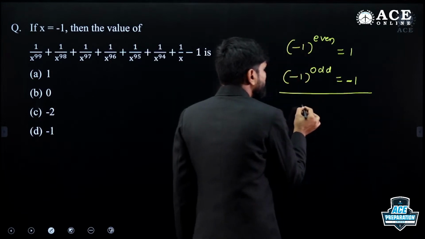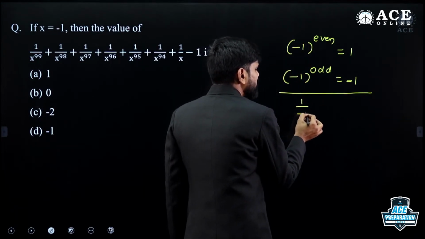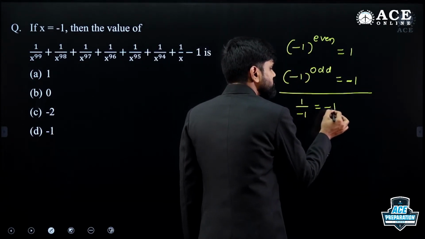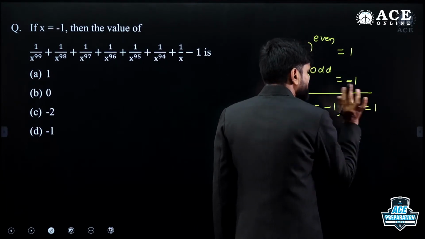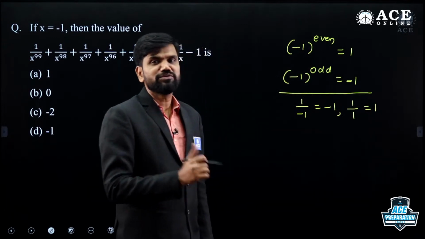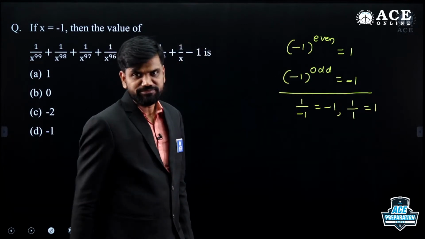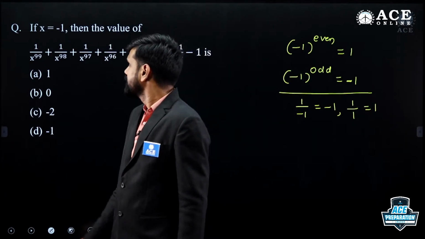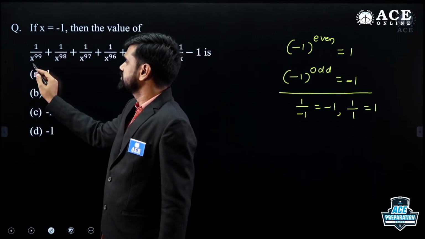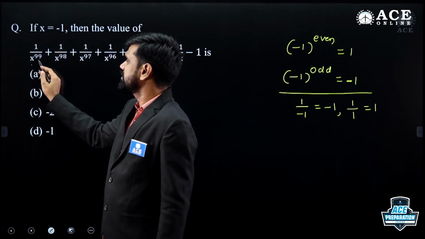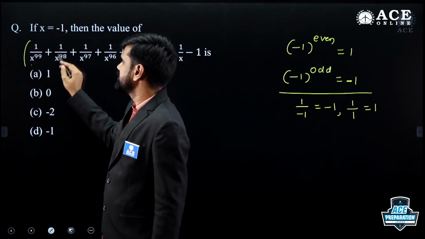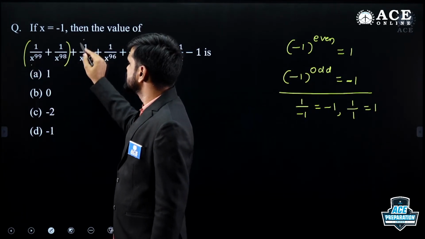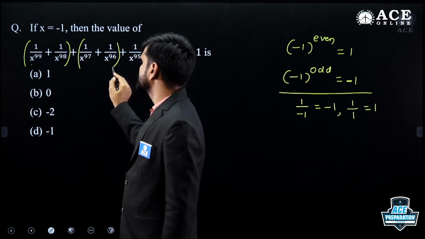Other thing. So we know that 1 by minus 1 is equal to minus 1. Similarly, 1 by 1 will be equal to what? 1. Only these things we will be using in cracking this problem. Now going ahead, if you are putting x equal to minus 1 over here, minus 1 whole to the power of odd will become minus 1. So 1 by minus 1 will give you minus 1. This will give you minus 1, this will give you plus 1. Similarly, this will give you minus 1, this will give you plus 1.